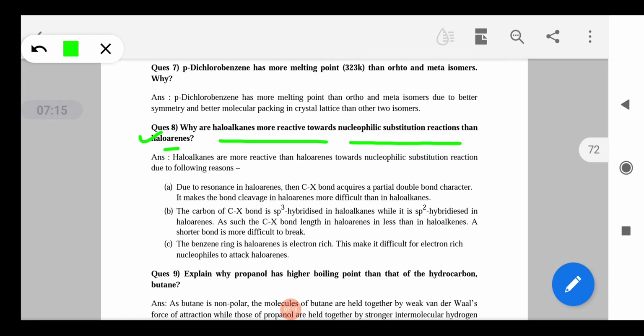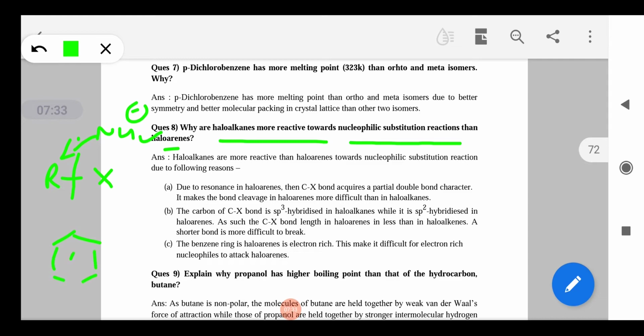क्वेश्चन नंबर 8, why haloalkanes are more reactive toward nucleophilic substitution reaction than haloarenes. तो haloalkanes देखिए, this is the haloalkane, तो यहाँ पे कार्बन और हेलोजन के बीच में सिंगल बॉन्ड है और इसको तोड़ना इजी होता है, and the nucleophile attack is very easy on the carbon of alkyl. But if you see in haloarenes, here what happens?